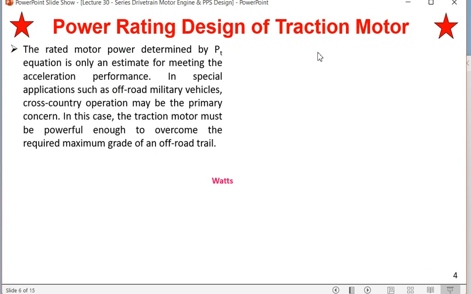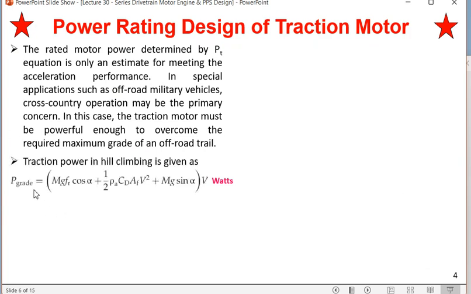Now, power rating design of the traction motor. Already you know the grade power. So grade power is mgfr cos alpha. This is nothing but the rolling resistance when the vehicle is at inclination. The rated power determined by the PT equation is only to estimate for meeting the acceleration performance. In special applications such as off-road, military vehicle, cross-country operation, gradability may be the primary concern. So in this case, the traction motor must be powerful enough to overcome the required maximum grade of an off-road trail. That means in this case, the alpha will come into the picture. So what is alpha? Alpha is nothing but the banking, or the gradient of the road.